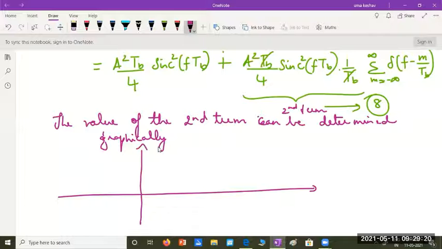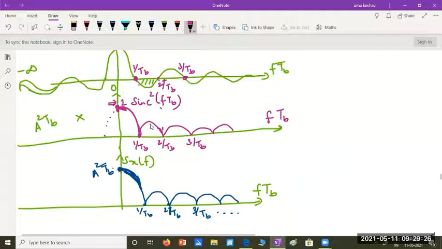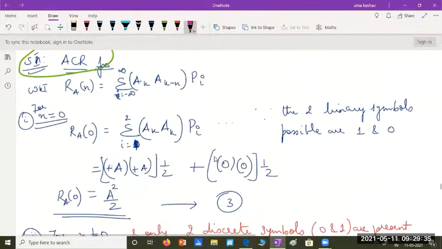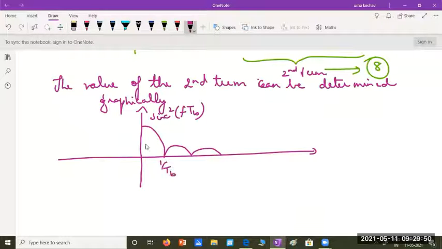We already know how sinc square looks. Yes or no? We had drawn it before, if you remember, somewhere. Yeah, here, sinc square FTB. How does it look? If I draw one side, it will be from 1 to 1 by TB, so on. So let me consider that sinc square FTB, which would look like this: 1 by TB starting from 1, 2 by TB, 3 by TB, so on. Okay, remember this is FTB.